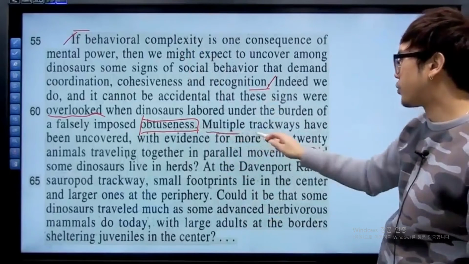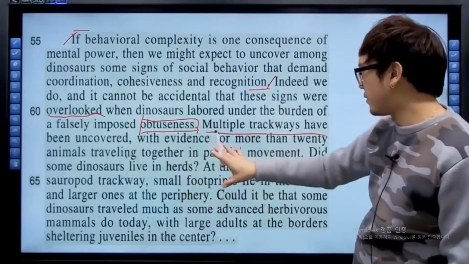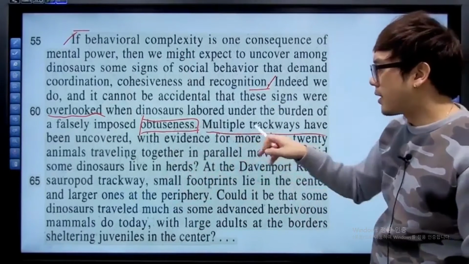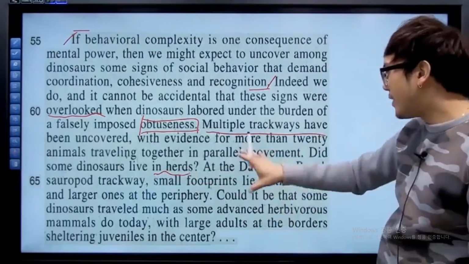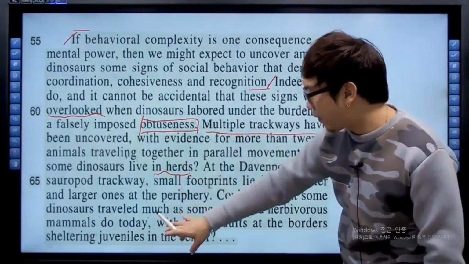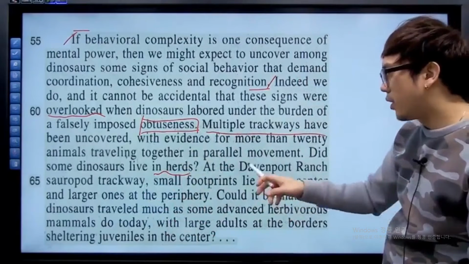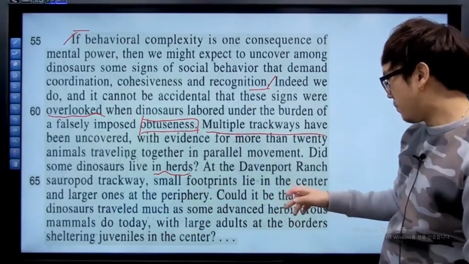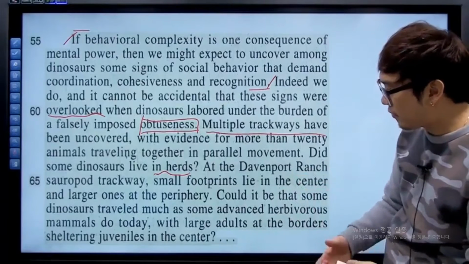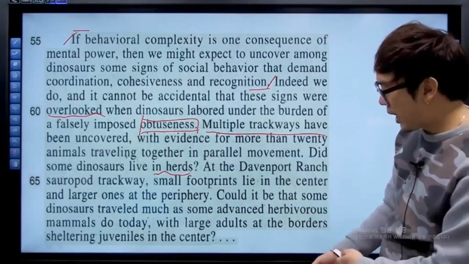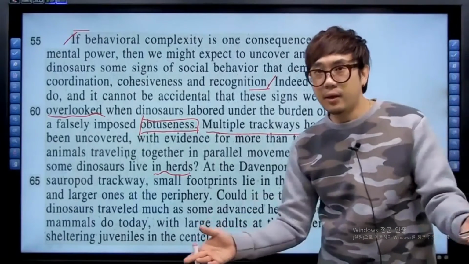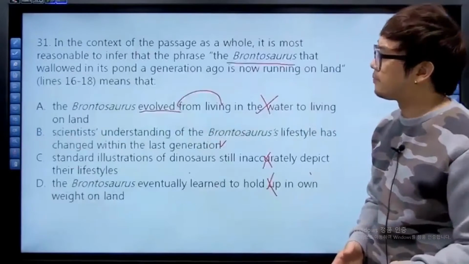Now it says multiple trackways have been uncovered with evidence for more than 20 animals traveling together in parallel movement. Did some dinosaurs live in herds? Yes. At the Davenport Ranch sauropod trackway, small footprints lie in the center and larger ones at the periphery. Could it be that some dinosaurs traveled much as some advanced herbivorous mammals do today, with large adults at the border sheltering juveniles in the center, like the elephants, right? That's what we're talking about.